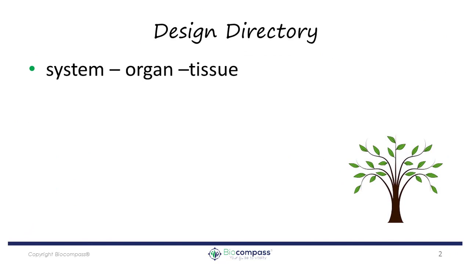So the design of the directory is based on system, organ, tissue. A bodily system like the bones and muscles, like the skin, like cardiovascular, based on regular anatomy. Each system contains a couple of different organs. For example, the cardiovascular system has a heart, has blood vessels, and each organ has one or more different tissues. So it's kind of like a tree-like structure from system, organ, tissue.